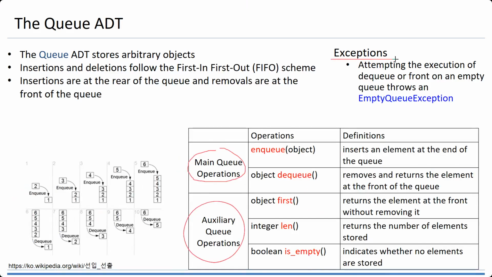And we have the exception. It means that whenever we attempt to dequeue, so the dequeue means we want to remove the element from, or on, an empty queue. So I'm going to check whether there is an element or not. So I'm going to check this one. So there will be a kind of exception. So the same with the stack. Yeah, we can also have the exception.